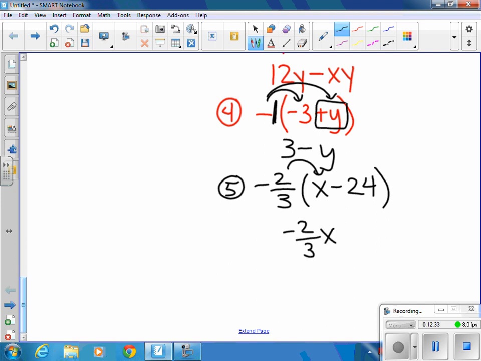Now you can use your calculator to assist you, or you can use some computation and mental math that you know.